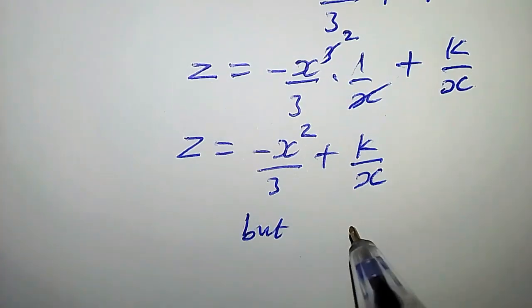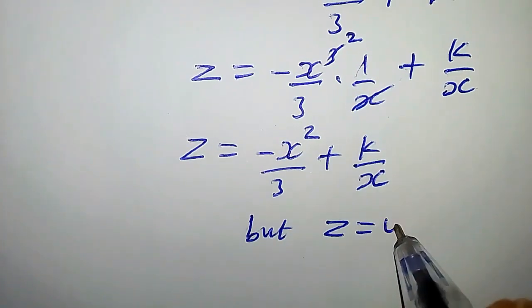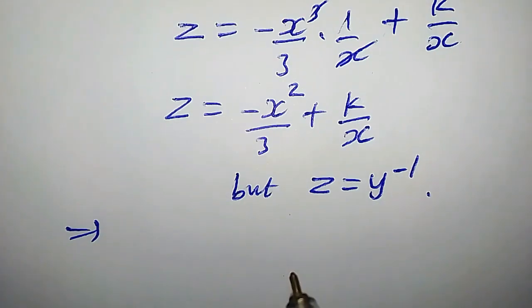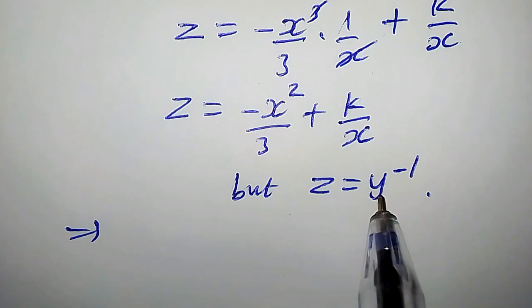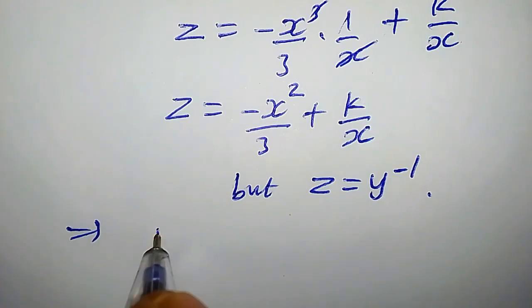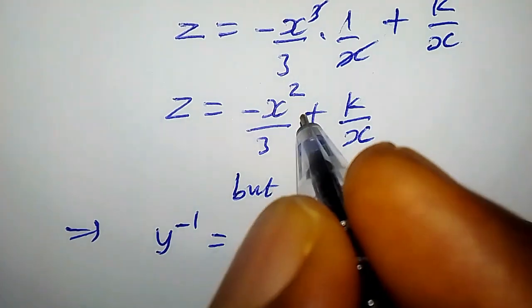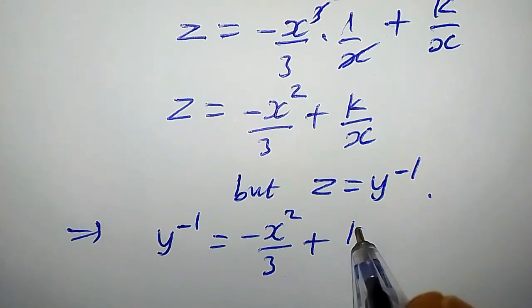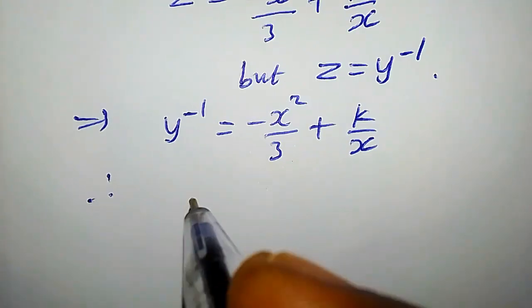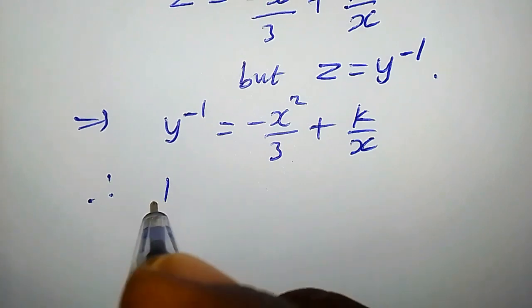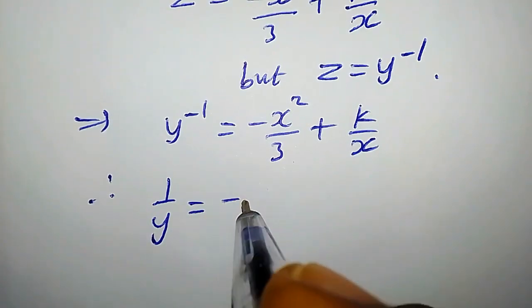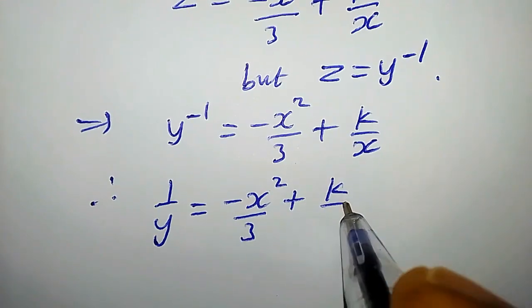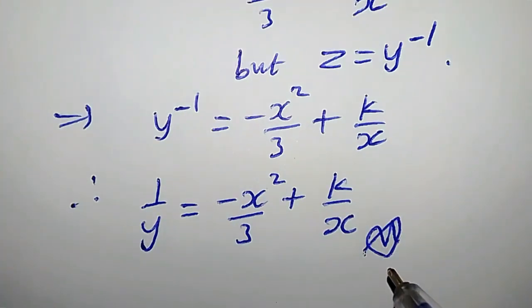But z is equal to y raised to power minus 1. You should remember this. This implies that we will now replace z with y raised to power minus 1. So we have y raised to power minus 1 equal to minus x squared over 3 plus k over x. Therefore, the required solution is simply 1 over y equal to minus x squared over 3 plus k over x. This is the required solution. That's it.